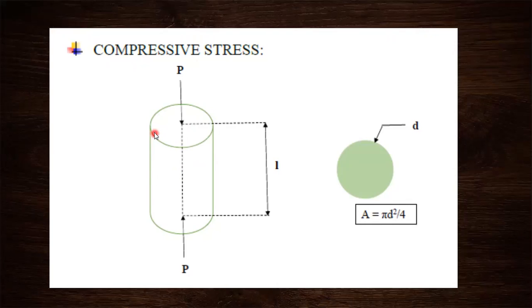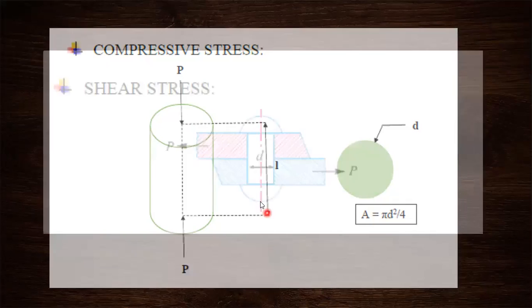And one important thing to note with both tensile as well as compressive is that the load which is acting will be passing through the axis, and the area over which the load is acting is circular in cross section. This area is called the cross sectional area, and the area formula is pi by 4 d square. Next we will be going with shear stress.